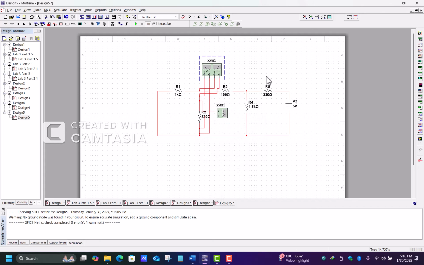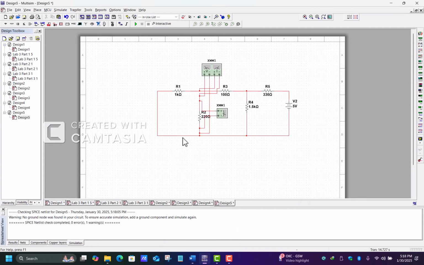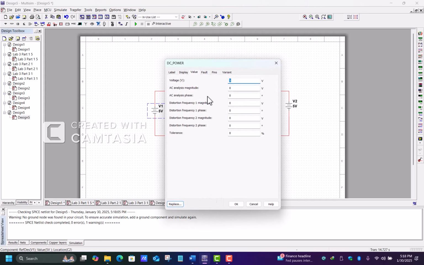Okay. If we go to the last part of this experiment, in this case we consider both of the sources, V1 and V2. So what can we do? We take both voltage sources into consideration in the circuit. So just cancel it down again. We'll take this voltage source again here, and we'll take it as 10 volt.